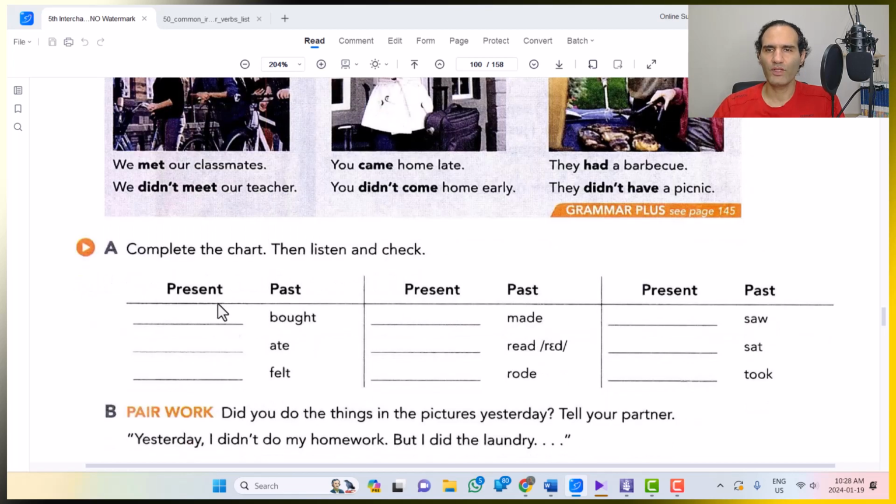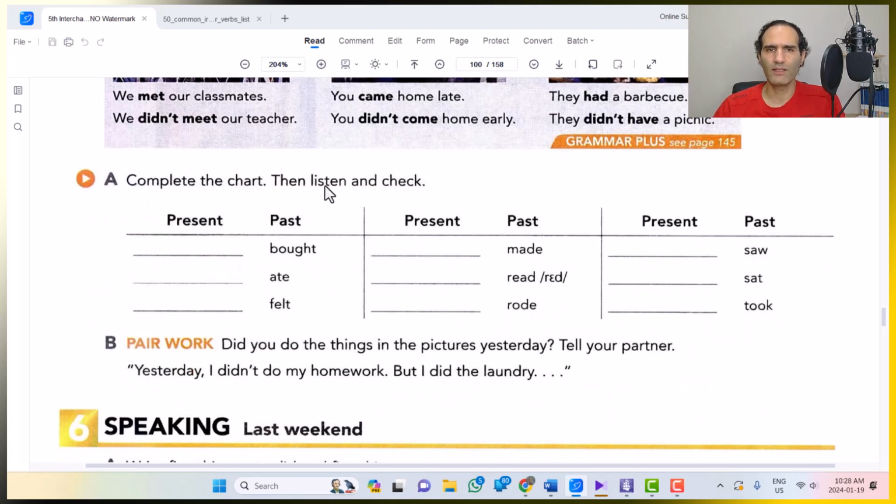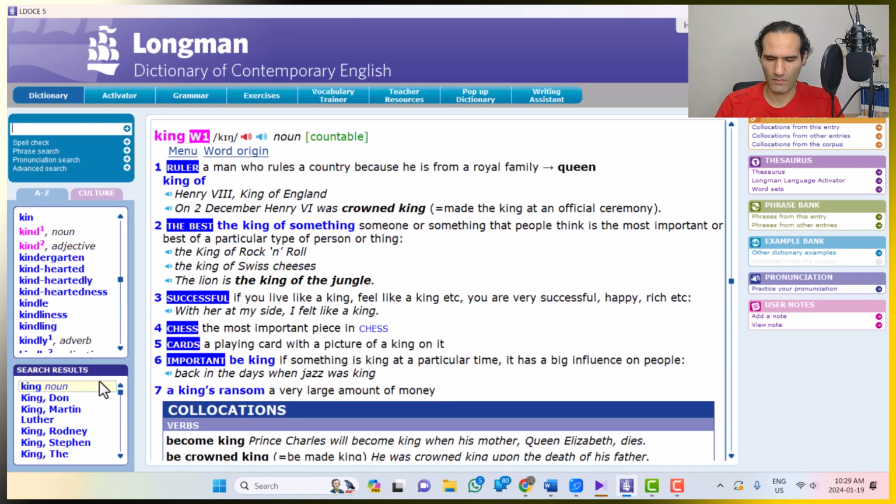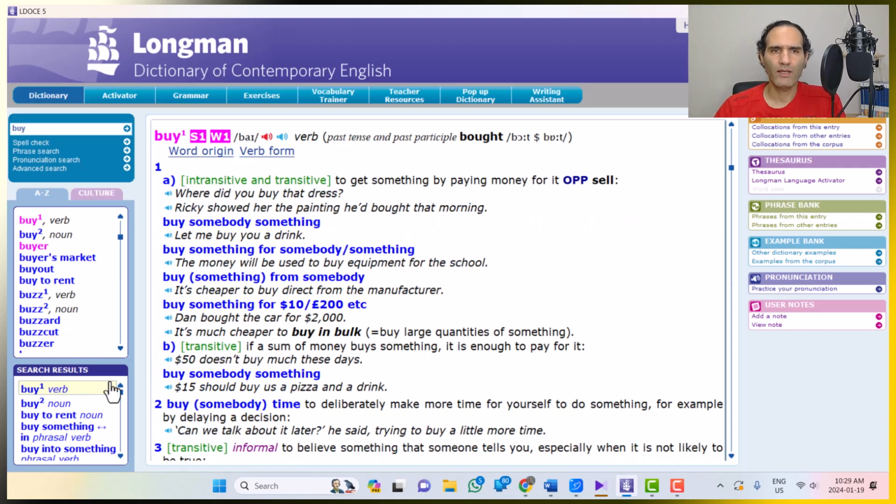Now, before we continue, there is a list of irregular verbs. Do you know what the present form for these verbs is? Let's see. This one? Good. Buy, bought. It is bought. If you go to the Longman Dictionary, buy, for example, this one: Ricky showed her the painting he'd bought that morning. Because it's British, she says bought, and the American is bought. He bought that morning. Okay? So it is bought.